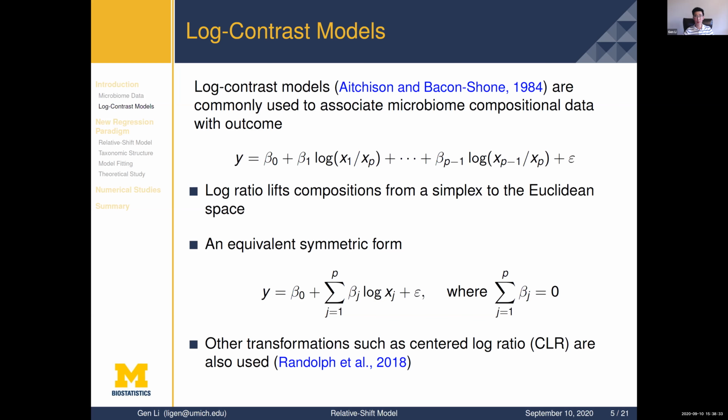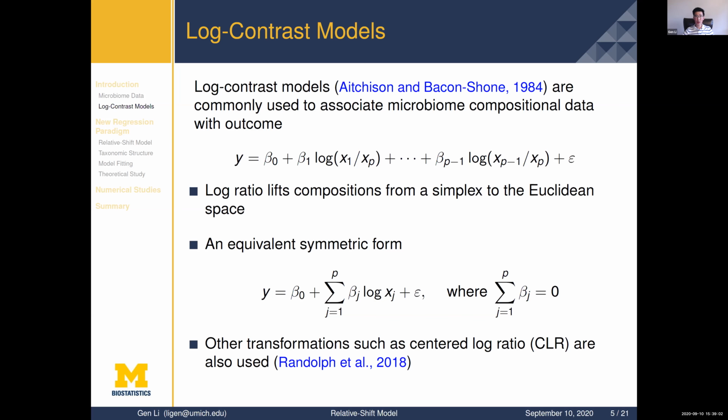The general form of the log contrast model can be viewed like this, where the response is regressed on all these log ratio transformations. And you can easily see that there is an equivalent symmetric form of this model. Basically, you can rewrite the model as a regression model on these log terms subject to a linear constraint, that the sum of the regression coefficients is 0.